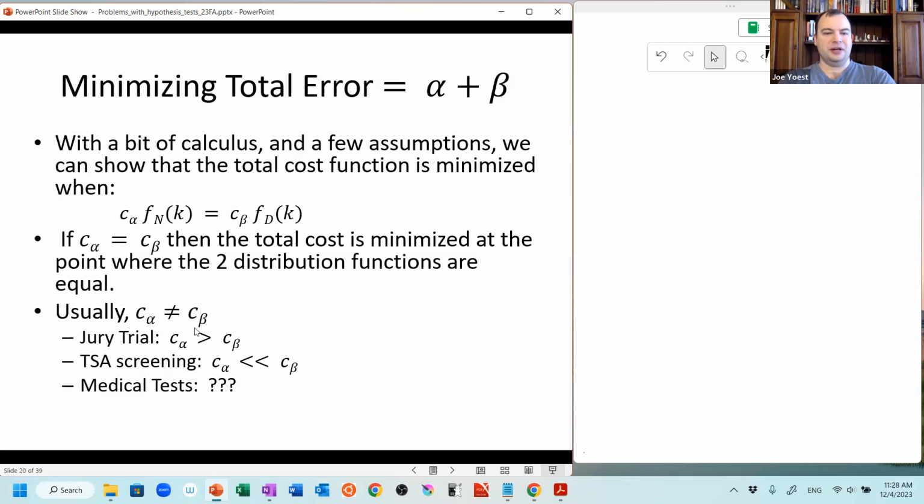So for example, here I mentioned that, for a jury trial, the cost of making a type 1 error of sending an innocent person to jail is typically viewed by our society as much higher than the cost of letting a guilty person go free. For a TSA screening for something like whether somebody's carrying a weapon onto the plane or in the airport, the cost of a false positive, in other words, saying we think this person has a weapon when they actually don't, is probably pretty low, right?